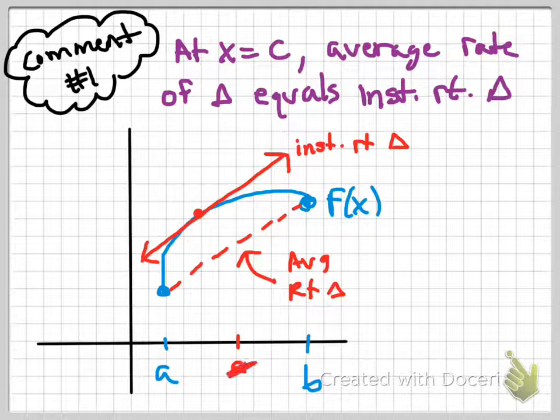So C is really not, let's erase this. This does not make sense. C is going to be wherever the point is. This right here, that's C. So that looks a little messy, but C is going to be wherever the point parallel to the average rate of change is. So, okay, that's comment number 1. I hope that makes sense.